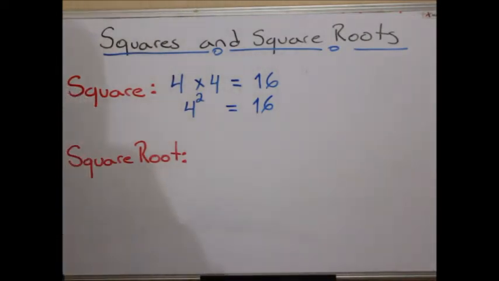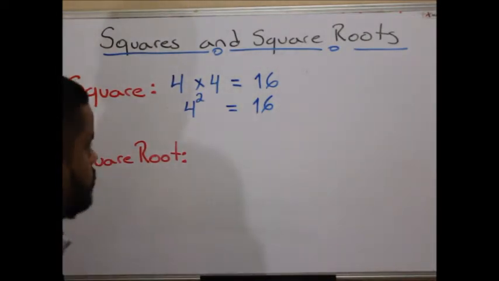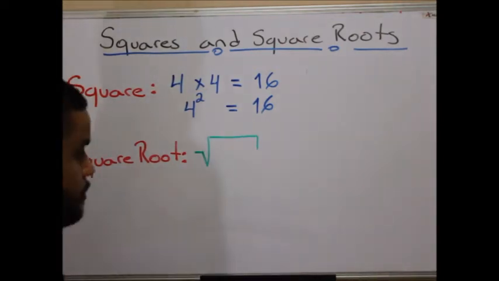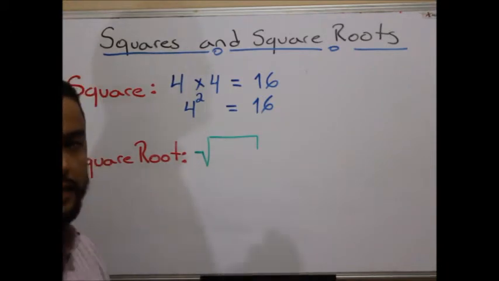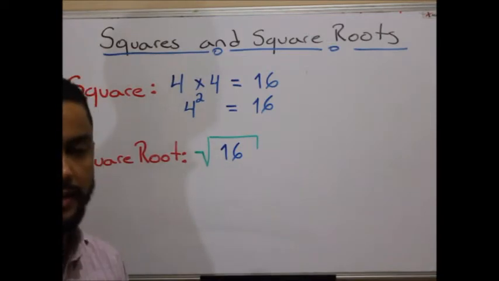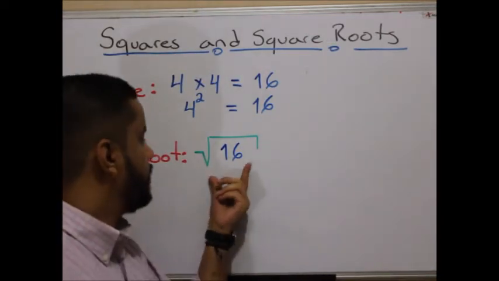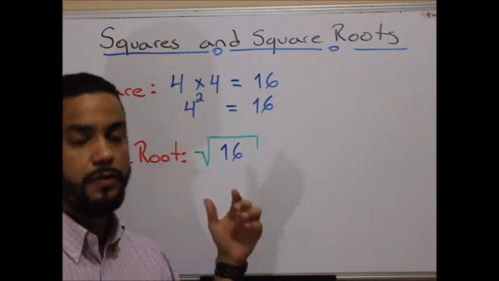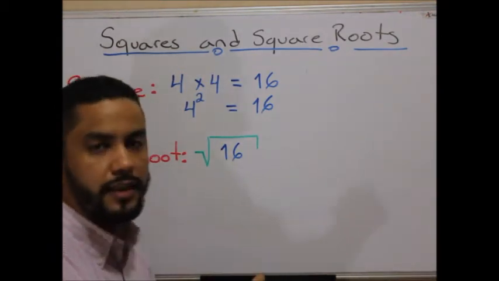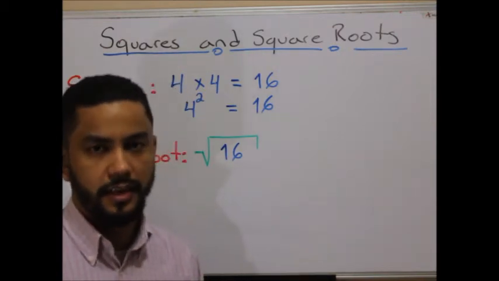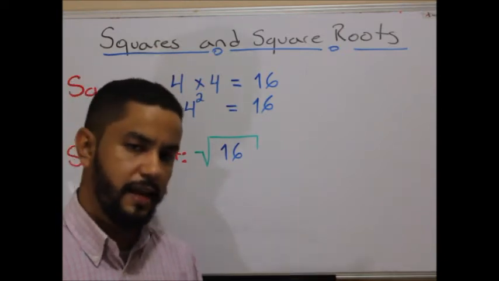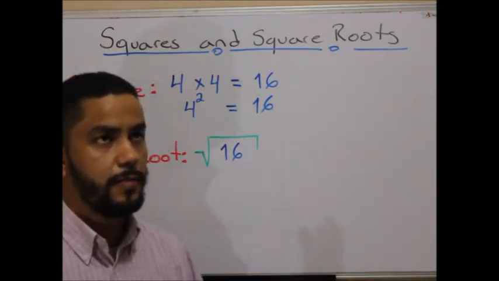Now, what happened with the square root? So the square root will have this symbol, and we're going to write inside of the square root a number. We're going to take here our 16 as an example. And what we're going to do with that square? We're going to write the 2 numbers that can give us 16. Those numbers must be the same. So which number are the same and give us 16?